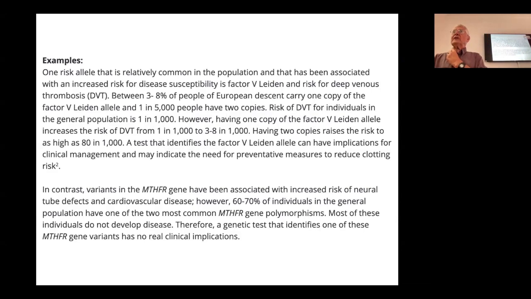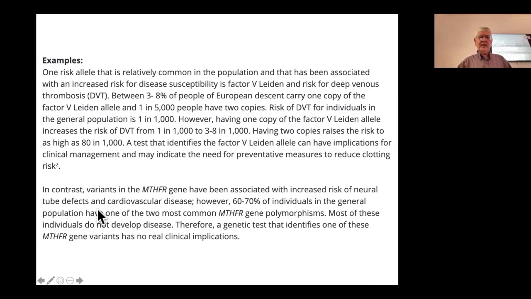However, if you have 1 copy, the risk increases from 1 in 1,000 to about 3 to 8 in 1,000. So you could read something that says your chances of getting this disease are 8-fold higher, and think, oh my God, I'm doomed. No, it means instead of 1 in 1,000, it's 8 in 1,000. Still very unlikely. Should I take that seriously or not? Ask a doctor, but understand what that means.